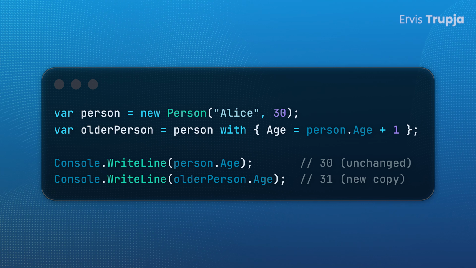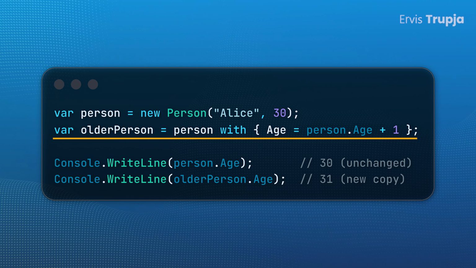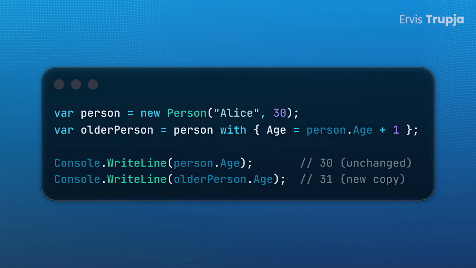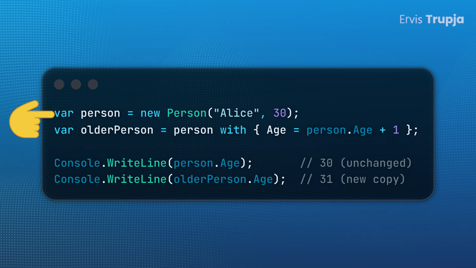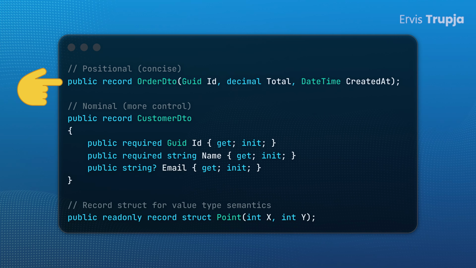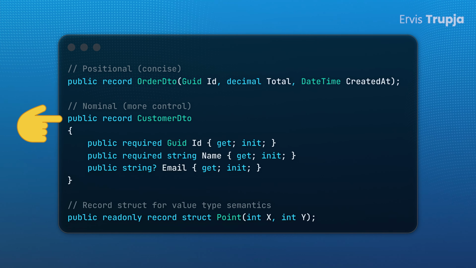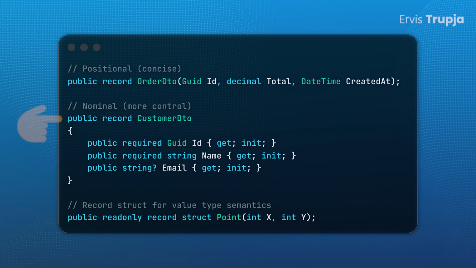deconstruction. Use with expressions to create modified copies. In this example, I'm creating a new record while keeping the original unchanged. Both positional and nominal syntax are supported for different scenarios.